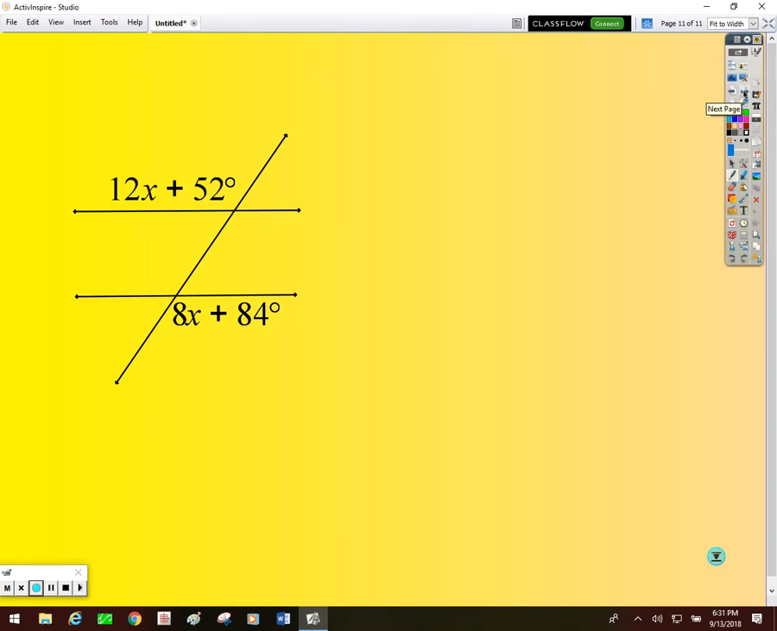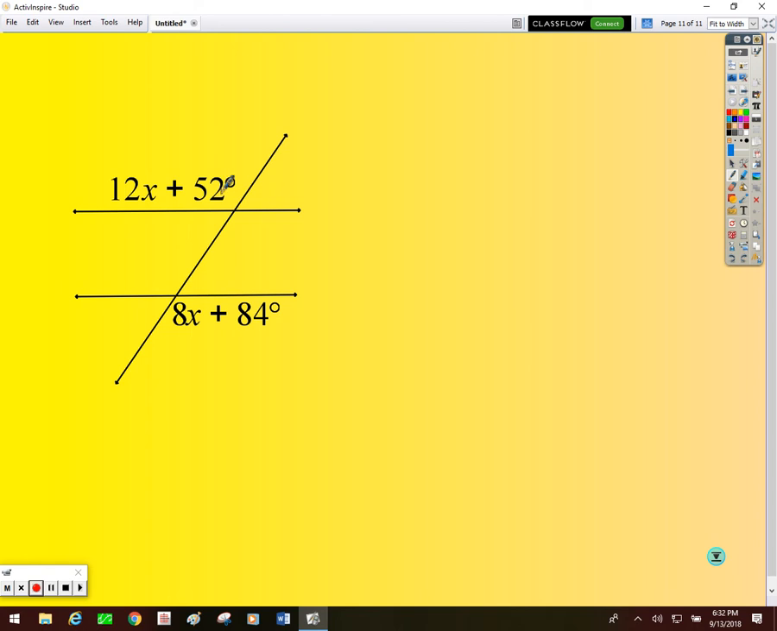Uh-oh, this is a pretty big one right here. Look at those big numbers right there. Guess what? It does not matter. Let me correct myself. All right? Same concept. Let's identify the angle pairs. Well, I noticed they're on the opposite sides of the transversal, so that knocks out corresponding. All right? So they can't be in the same spot. So we're down to the other ones.